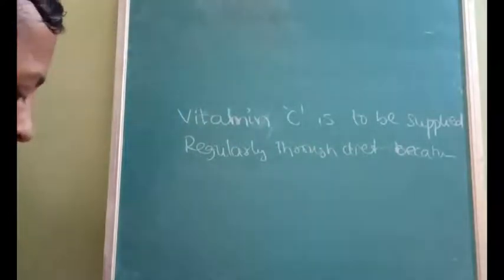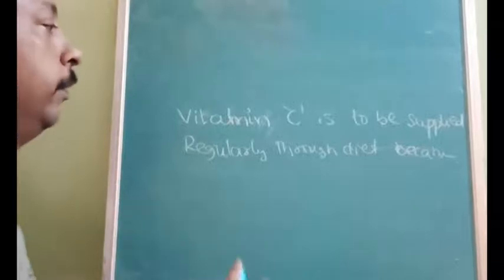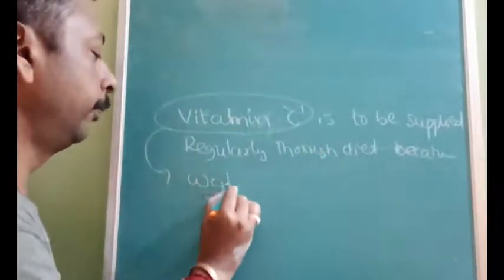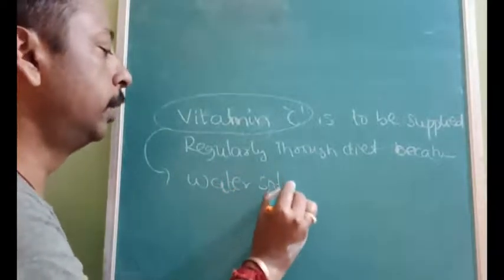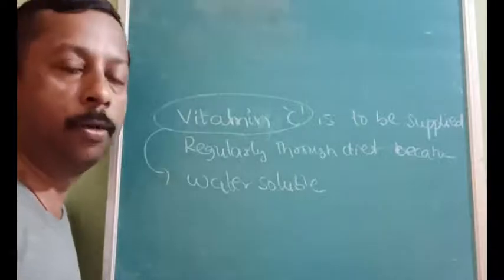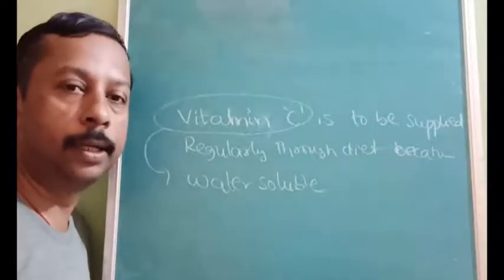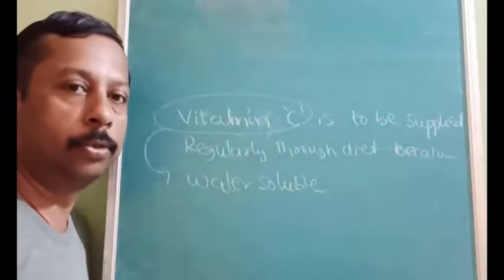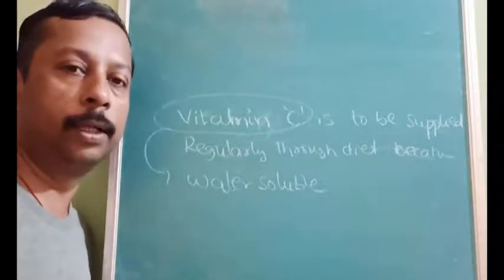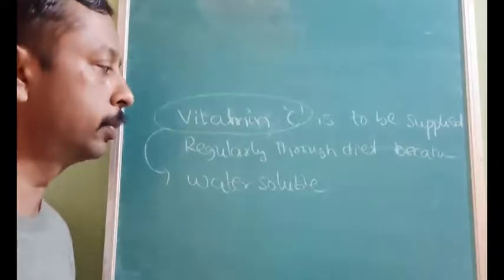The answer is C. The main problem with vitamin C is that it is water soluble. Once it is water soluble, it will be excreted out; it will be taken out of the body through the excretory system. So it cannot be stored. So to fulfill the deficiency, we have to keep on giving vitamin C. Is that understood? Note it down.